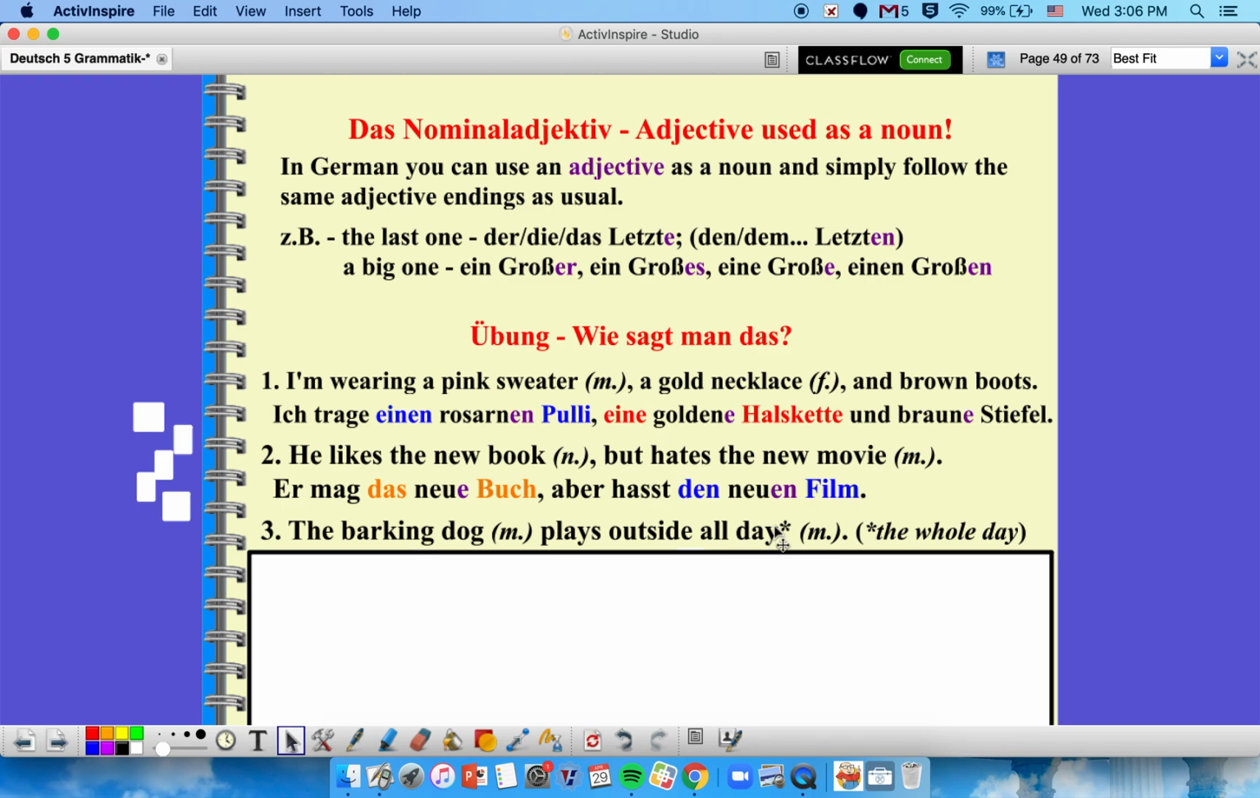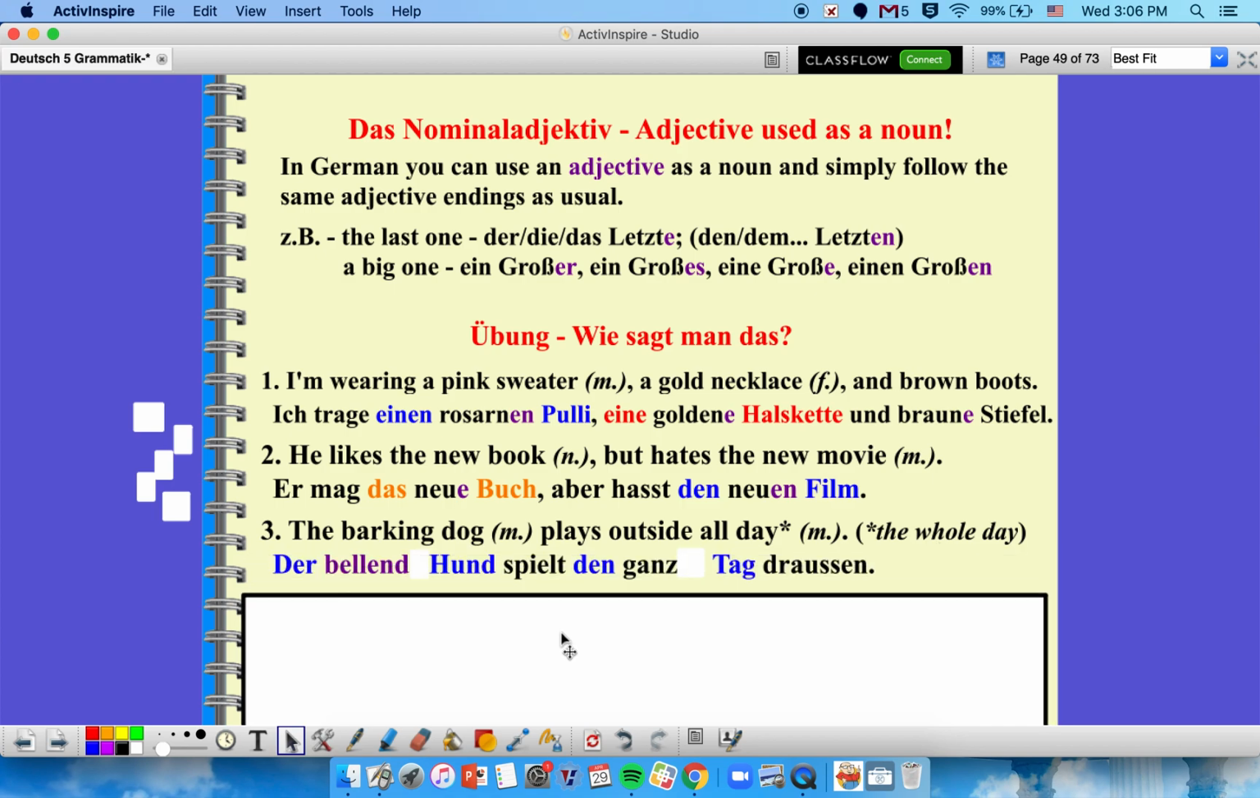Little side note here, throwing this in to remind y'all that all day is not actually all day. In German, they say the whole day. Der bellend, der, is it original or changed? It's original. Does it show us the gender? Yes. So, der bellende Hund.